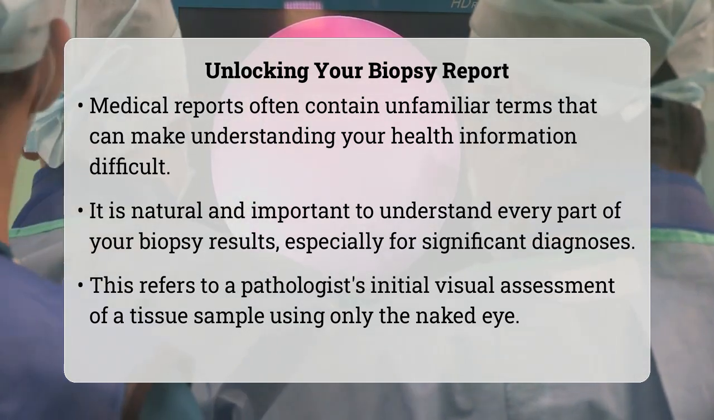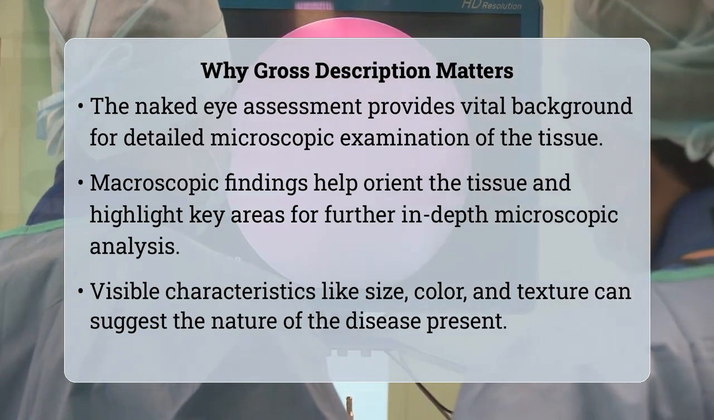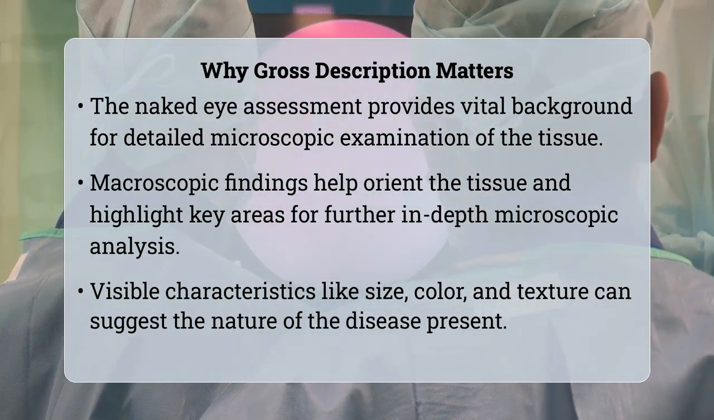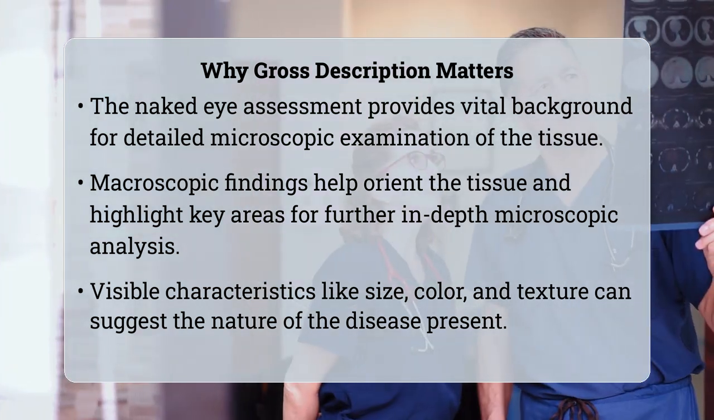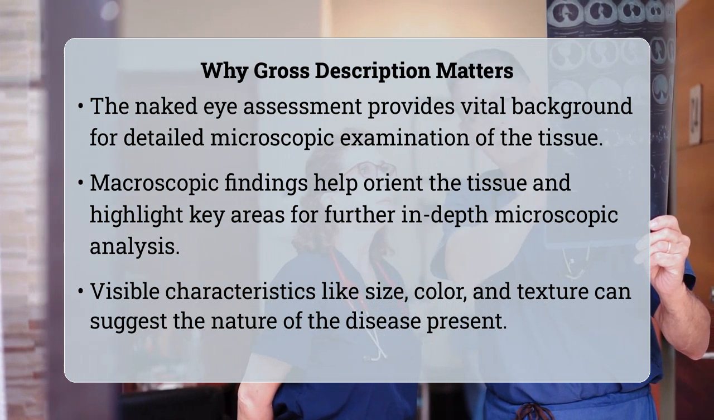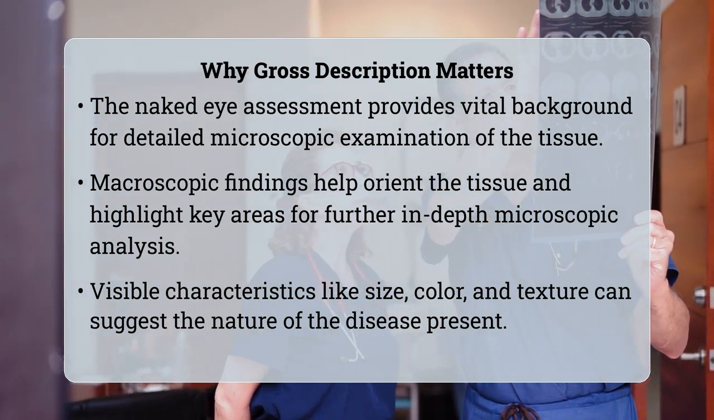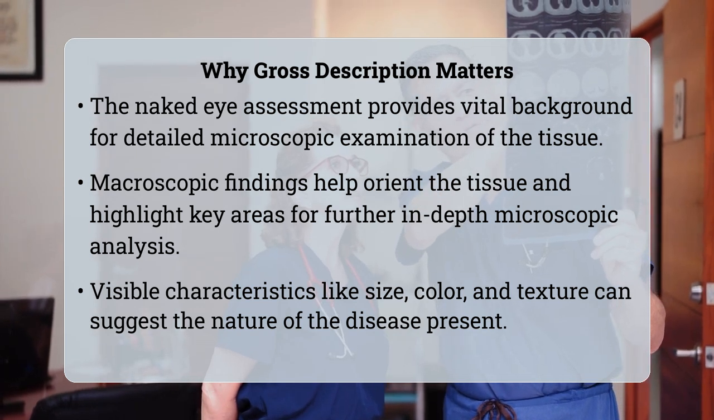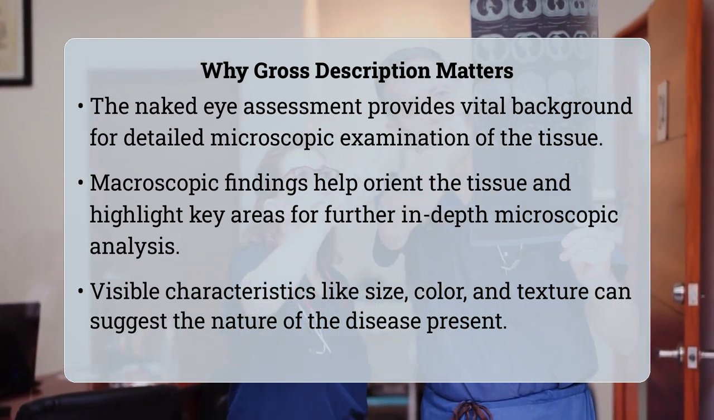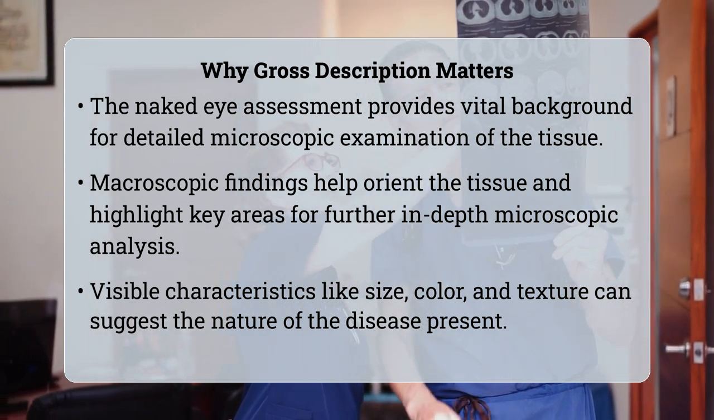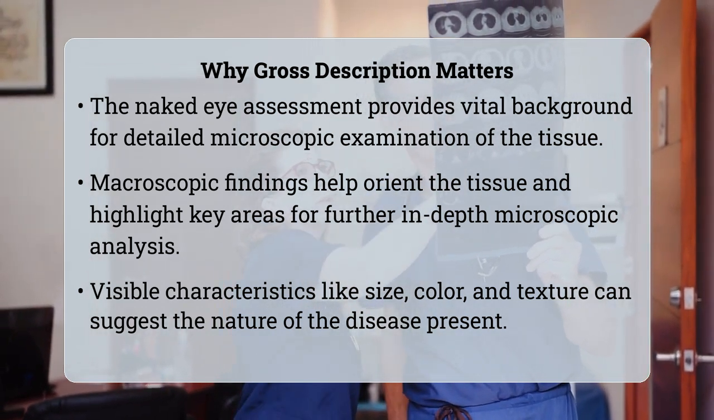This initial, naked eye assessment is crucial because it provides vital context for the more detailed microscopic examination that follows. Think of it as mapping the landscape before exploring the tiny details. For kidney biopsies, for instance, the gross description might note the overall size of the kidney tissue, if there are any visible lesions, how many tissue cores were collected, their length, and whether any obvious cysts or masses are present.